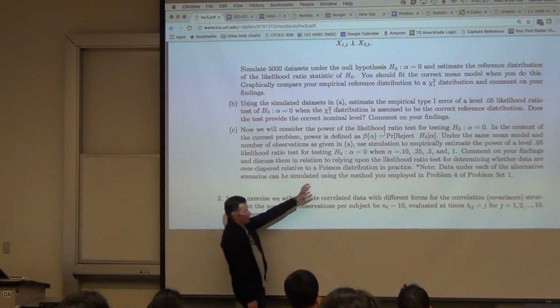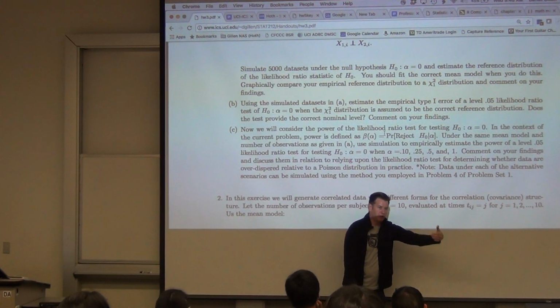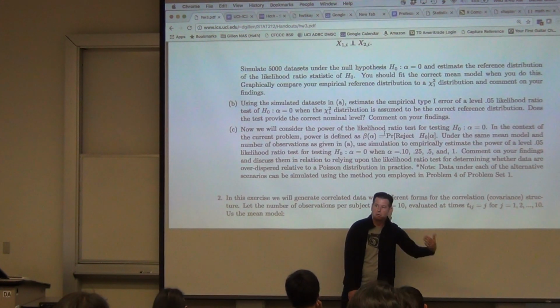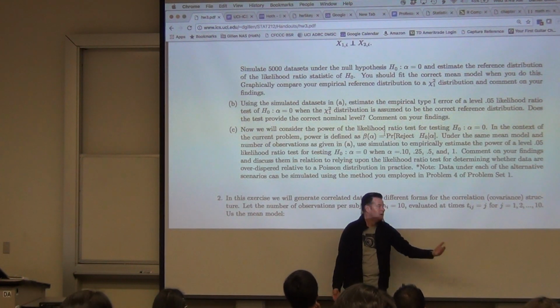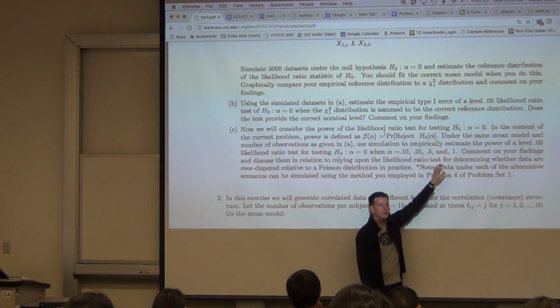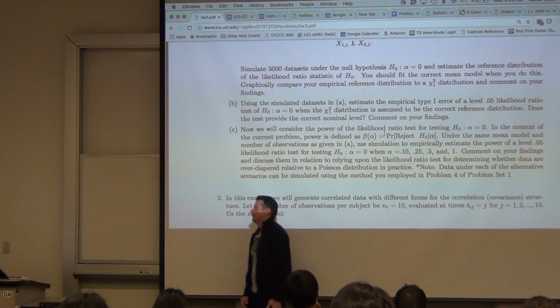The key thing that I want you to comment on here is, what kind of power do you have for being able to detect overdispersion relative to a Poisson distribution in a given set of data? If you had 200 observations and alpha was really 0.5, would you be able to pick it up? If alpha was 1, would you really be able to pick it up?